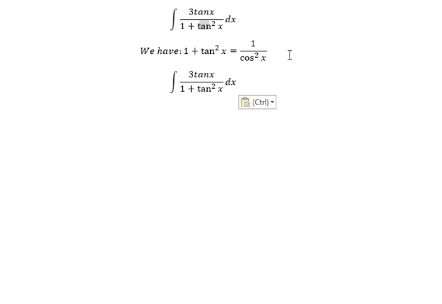We have the formula 1 plus tan squared x equals 1 over cosine squared x. And now we need to change 1 plus tan squared x into 1 over cosine squared x.